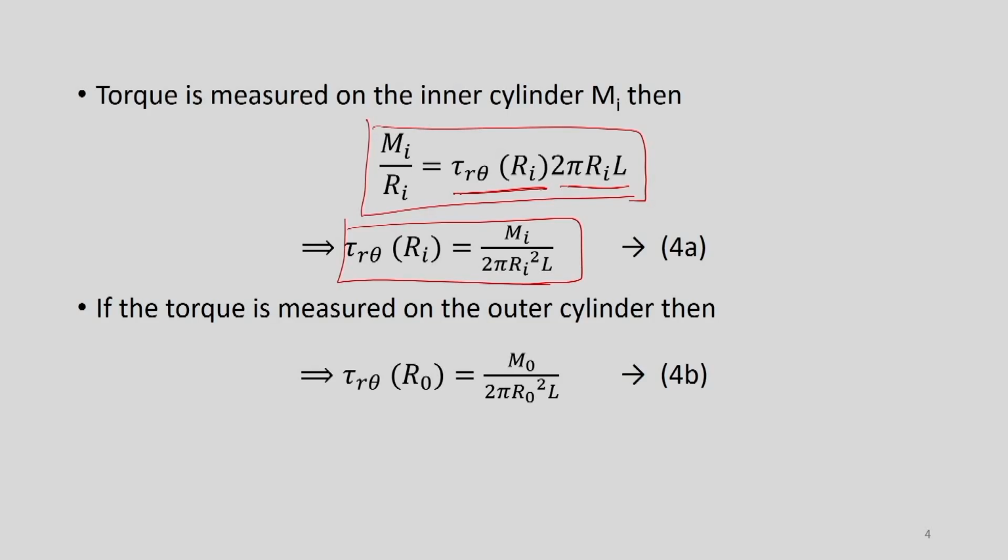Let us say if the outer cylinder is also rotating, then similarly we get tau r theta at R equals R naught is equal to M naught by 2 pi R naught square L. Now, this is about the shear stress information.